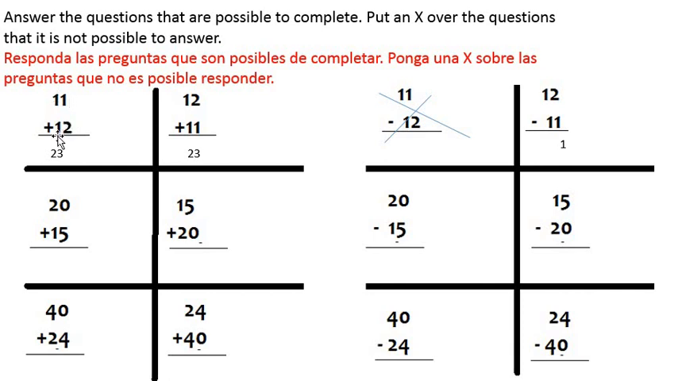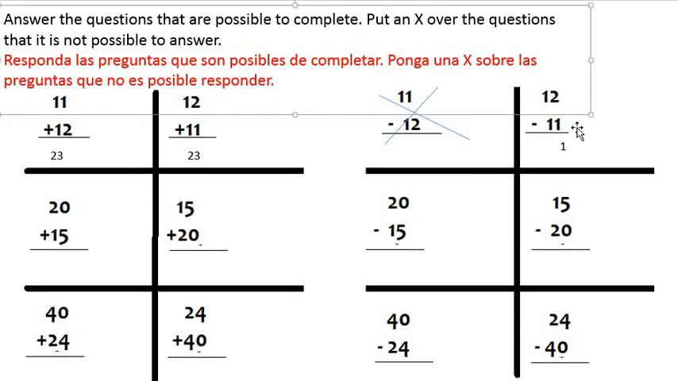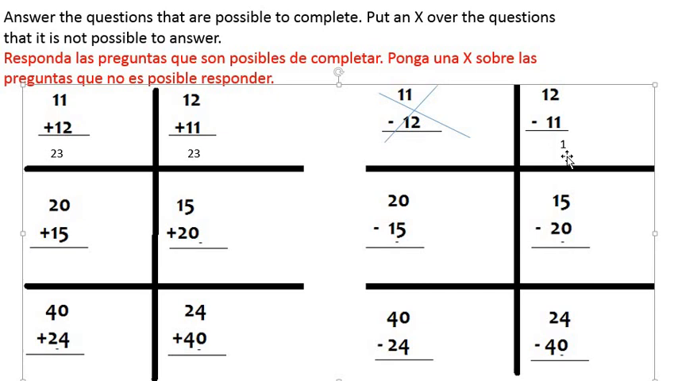So 11 plus 12 is 23. 12 plus 11 is 23. 11 minus 12, you can't do it. 12 minus 11 is 1.